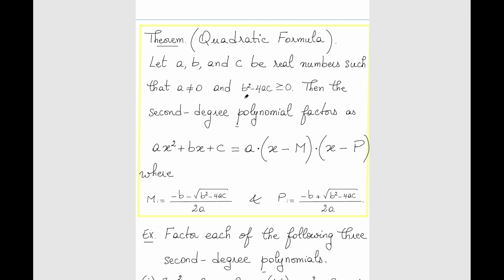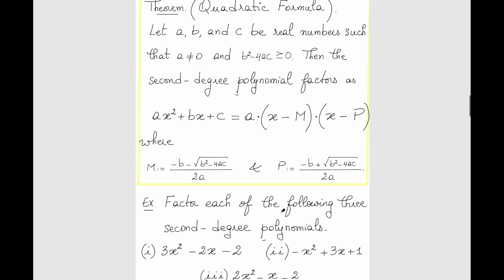And b squared minus 4ac being non-negative, for this to make sense as well, right? Under these two hypotheses, I can apply the quadratic formula. If one of them fails, the quadratic formula doesn't apply anymore, right?